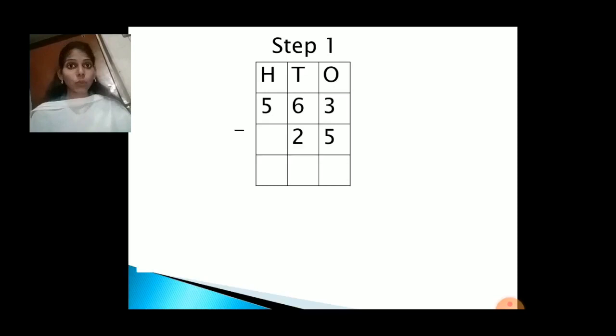So, as usual, our first step is to subtract the ones place first. Here at the ones place, you have to subtract 3 minus 5. But 3 is smaller than 5. We cannot subtract, right? Can it be subtracted? No, because 3 is smaller than 5. Now, what can be done? Here we will apply the concept of borrowing.